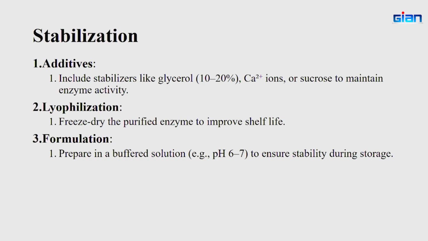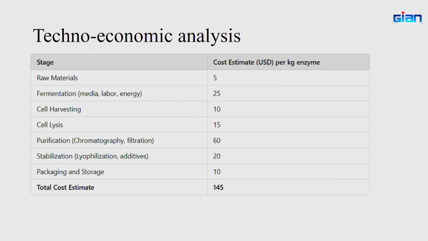And one more thing I forgot to add: E. coli produces some protease enzyme, so we have to knock out the gene corresponding to the same. That's it. Thank you. So, techno-economic analysis.